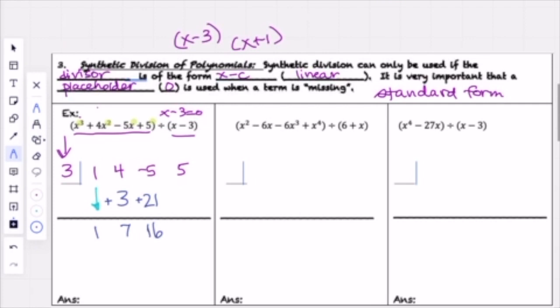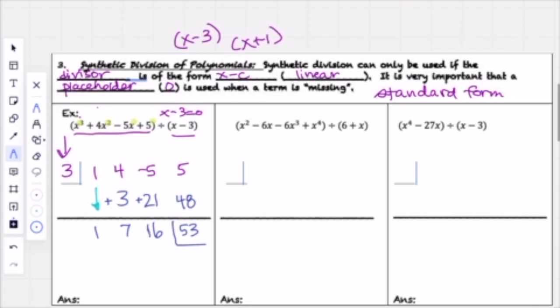I'm going to take that 16 and multiply it by what's in the box. It's going to become 48. Adding that 48 to the 5, I'm going to get 53. This does not look at all like what our result was when we used long division. So what we need to do now is to interpret our answer as a polynomial.